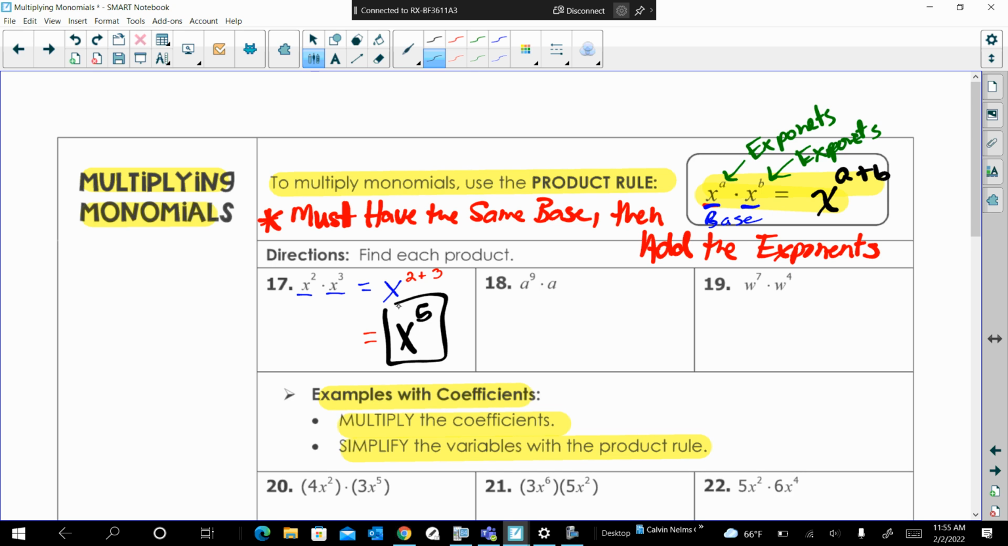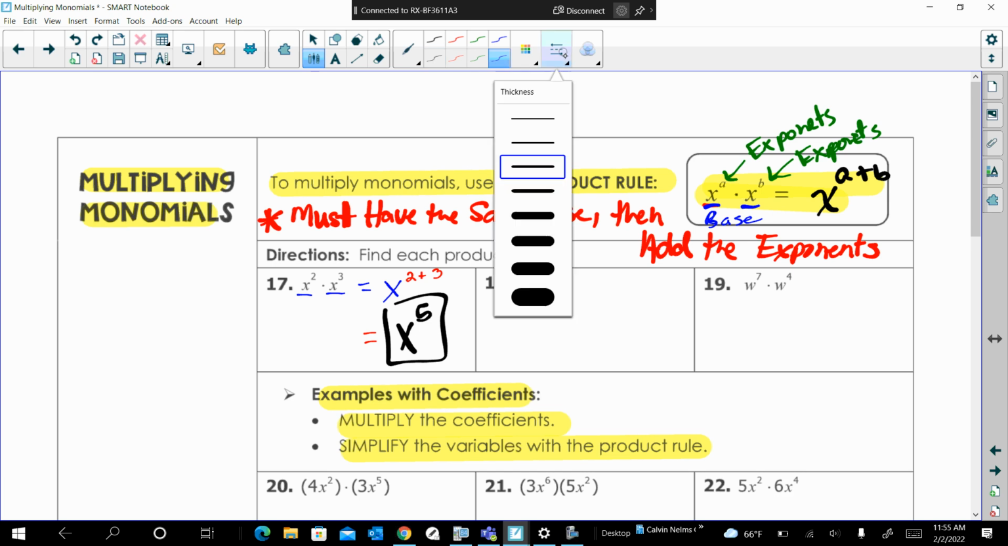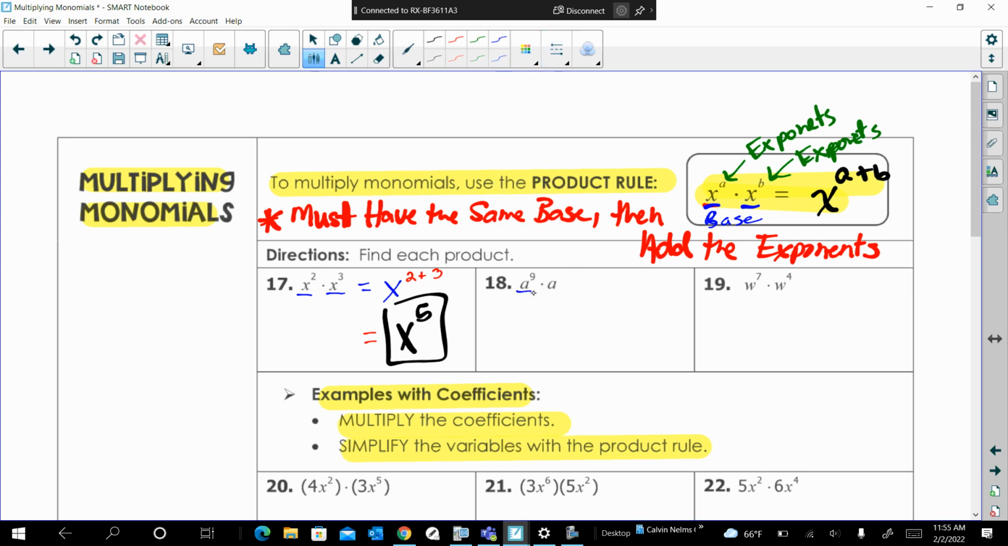You add the exponents when they have the same base. So we have a to the 9th and another a. Do you know what exponent that a has if you don't see it? A 1. Just like if we don't see a coefficient, you put a 1. So now we're just adding those exponents because they're both a's. So what would this answer be? a to the 10th power. Yes.